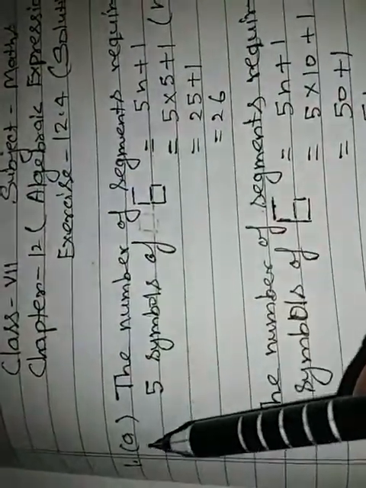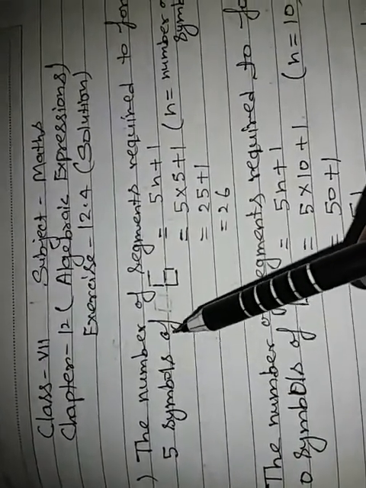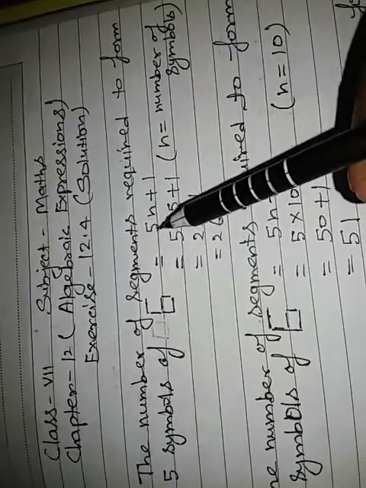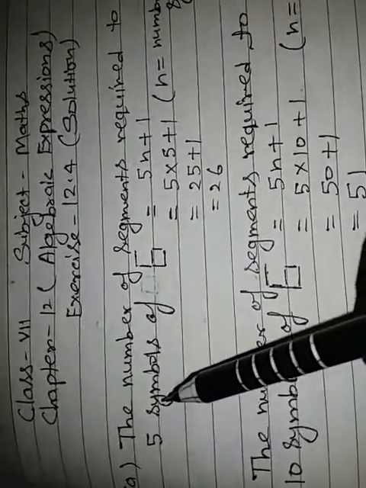How many segments are required to form 5, 10 and 100 digits of the kind 6, 4 and 8? Now see the solution. Solution of question number 1, part A: the number of segments required to form 5 symbols of 6. The pattern is given, 5n plus 1. Here n is the number of symbols. How many symbols? 5 symbols.